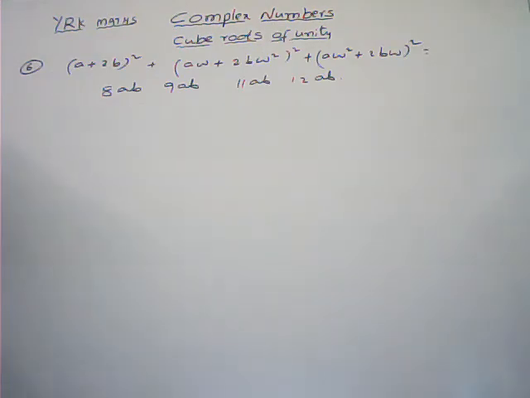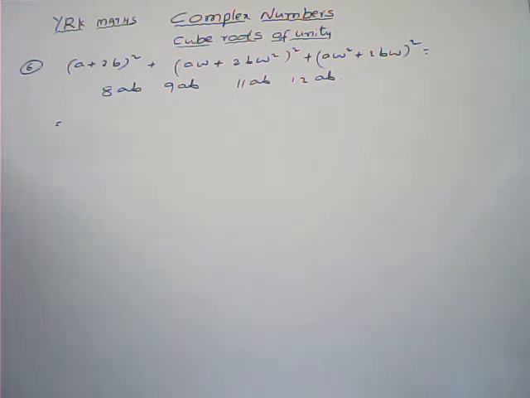Here next: a plus 2b whole square plus a omega plus 2b omega square whole square plus a omega square plus 2b omega whole square. These are the options. But instead of expanding directly, we will get a lengthy process. If I expand directly, that one is a lengthy process. So here we can do one thing.